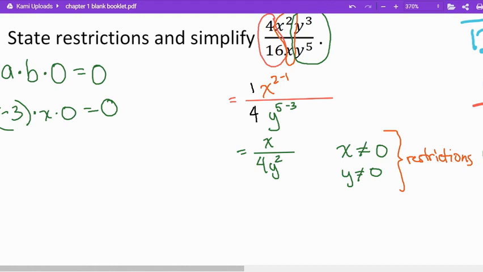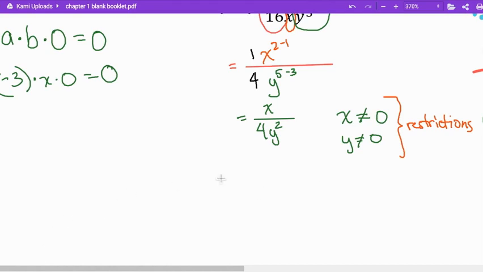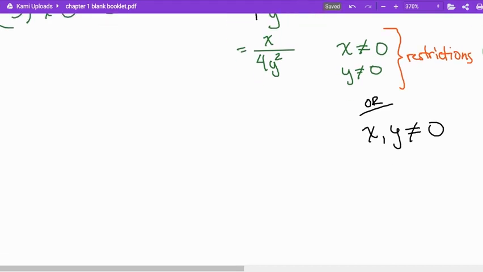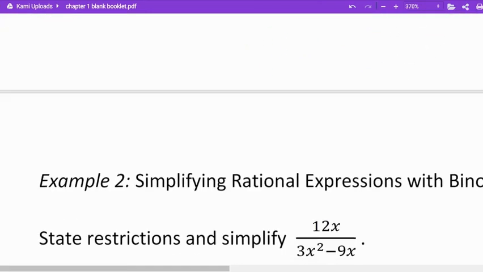Okay, so that's what a restriction is. Let's try more and get a sense. Now, if you want to be really efficient, you could make a list: x and y cannot equal 0. You could write it that way. x comma y can't be equal to 0. So it's sort of like a list format. Good? All right, let's try another one.